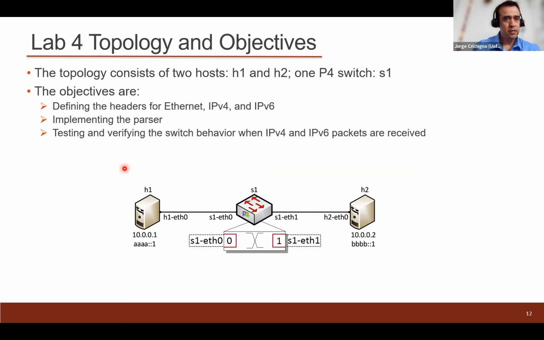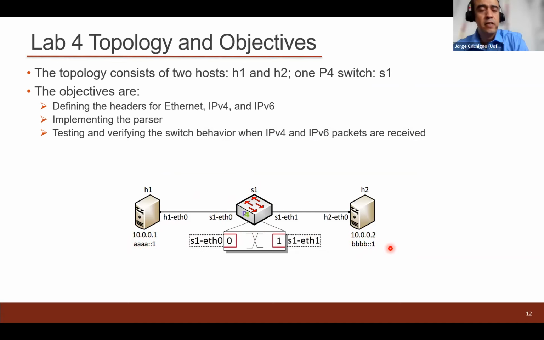The topology for lab number 4 is going to be simple, similar to the topology that we had yesterday, just two hosts, H1 and H2, and a switch, S1, which is programmable. The IP addresses are 10.0.0.1 and 10.0.0.2, and the MAC addresses are also given here, so we can easily recognize them.